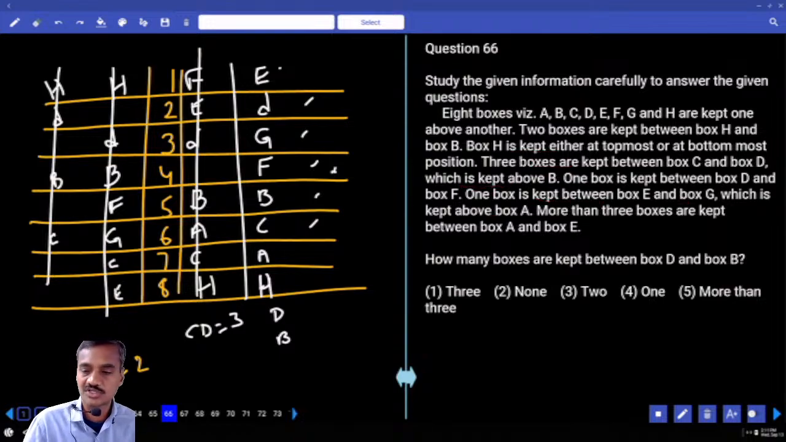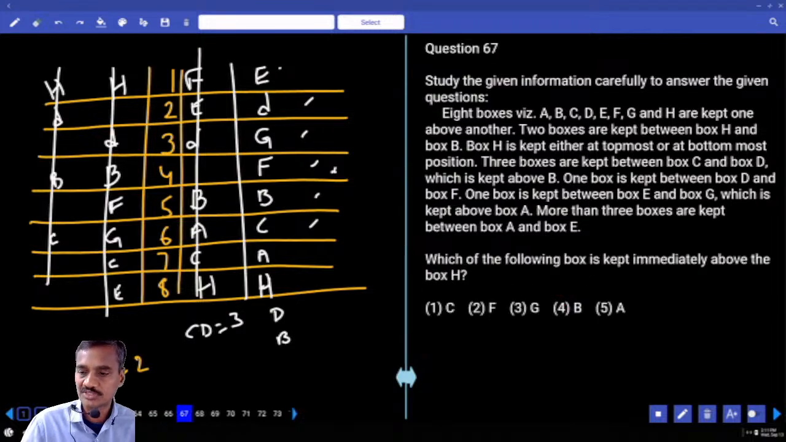Now in question 66, how many boxes are kept in between D and B? In between D and B, there are exactly 2 boxes, choice 3, question number 66. Then which of the following boxes is kept immediately above H? Immediately above H, that is A, choice 5, question number 67.